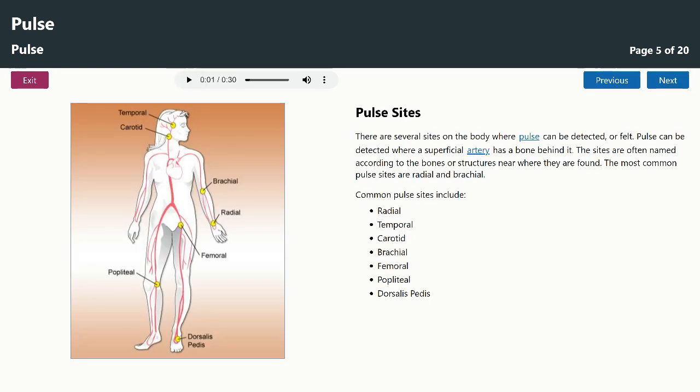Pulse sites. All right, so these are your common pulse sites. If you take your fingers and put them on these different sites, you should be able to feel a pulse. It is detected where a superficial artery has a bone behind it. So the sites are often named according to the bones or structures near where they are found. The most common pulse sites are radial and brachial. That's the one that people use the most. Remember, in CPR, we use the carotid artery, the one in the neck, but that's usually only used for emergency purposes. Radial, brachial is where, if somebody's just taking your pulse, that's what they're going to feel for.